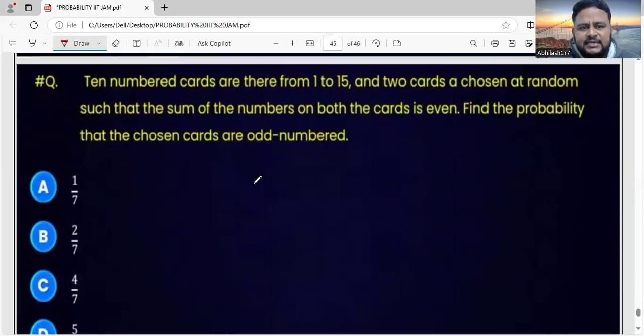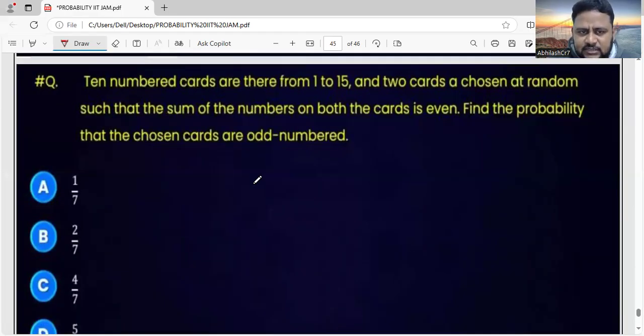Here, 10 numbered cards are there, numbered from 1 to 15. Two cards are chosen at random. It says that the sum of the numbers on both the cards is even. Find the probability that the chosen cards are odd numbered.